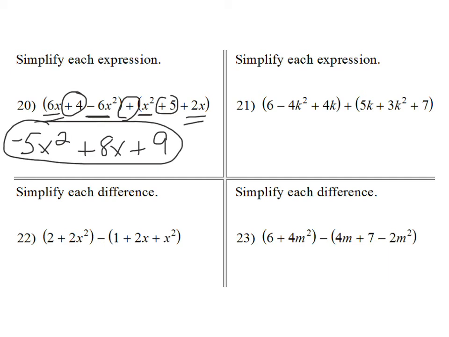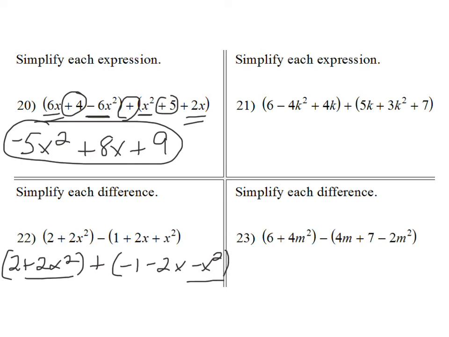So follow that for number 21. In 22, we're subtracting. Remember, we like to keep, change, change. So 2 plus 2x squared, okay, plus, and now I'm going to change, negative 1 minus 2x minus x squared. Notice how every sign changed. And now I just add.